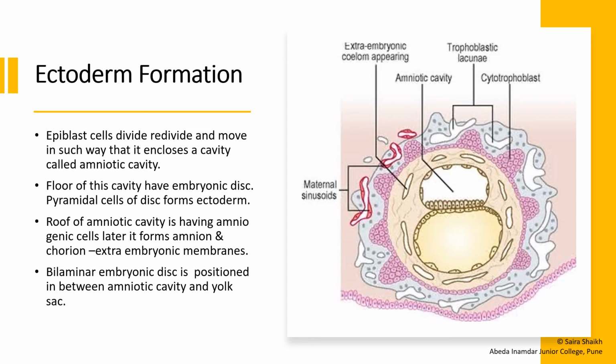Look at the figure. In that we can see how these epiblast cells grow and surround, and it forms a cavity which is just present above the epiblast cells. The cavity which is formed is called the amniotic cavity. The cells which are in close contact with the trophoblast cells later produce extra-embryonic membranes.